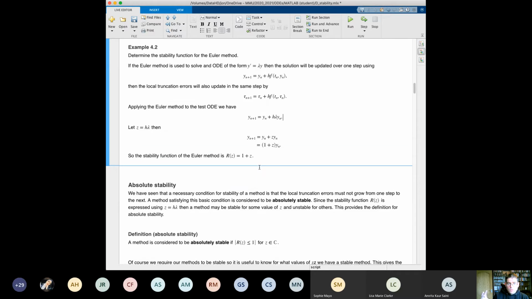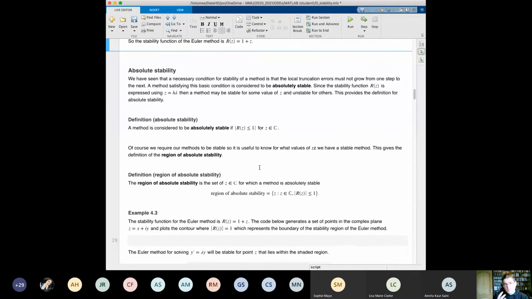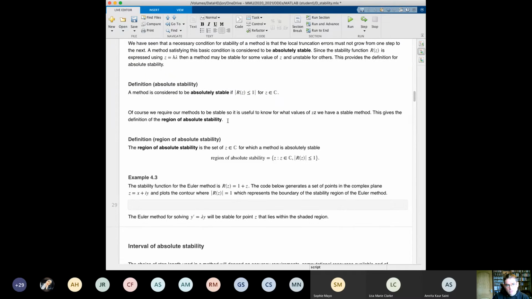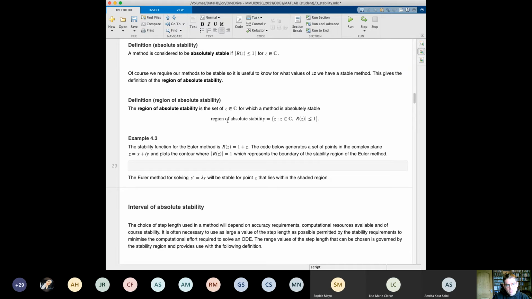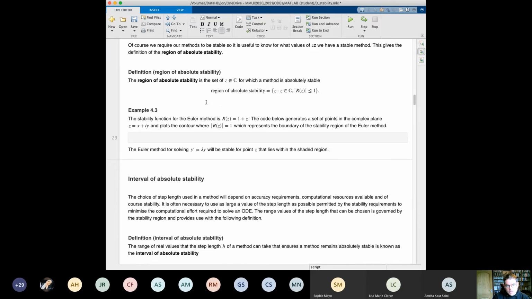So we want our errors to remain bounded. We don't want them to grow. So this is what we call absolute stability. And so the definition of absolute stability is that |R(z)| is less than or equal to 1 for all z in the complex plane. Okay, and continuing on from absolute stability, we also have what's called the region of absolute stability, and this is all those values of z for which we have an absolutely stable method.